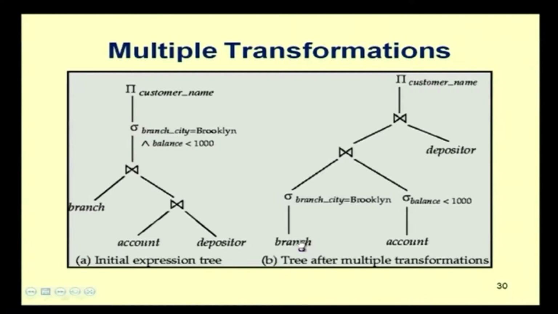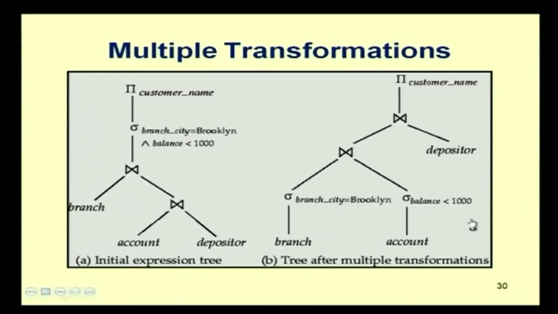Now, when we do this, remember these two are an AND condition. So, branch city equal to Brooklyn reduces the number of tuples that we have to deal with in the join operation for the branch relation. This decreases the number of tuples that you have to deal with in the join operation between branch and account. So, the number of tuples you get after the join operation will be much lesser than the number you would have got by joining all three.